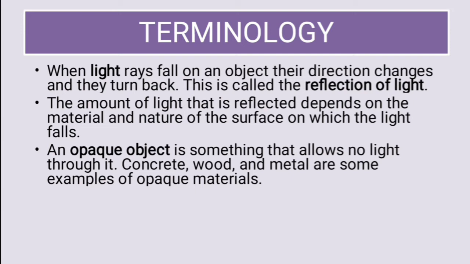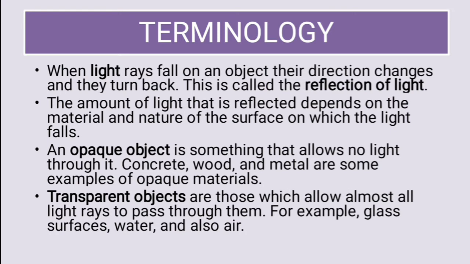Concrete, wood, metal, all these objects are opaque. Why? Because they don't allow light to pass through them. Whereas there is another kind, which is called a transparent object. These are the objects which allow almost all the light to pass through them. For example, glass surfaces, water, and also air. It allows light to pass through it, and so it is called a transparent object.